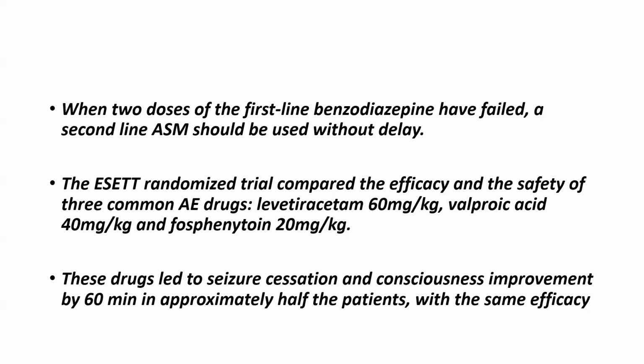In second line anti-seizure medication, we can use three drugs: levetiracetam, valproic acid, and fosphenytoin. Which one is more effective? There was a trial conducted regarding this, the ESET trial. This trial showed all these three medications are equally effective, so there is no first line drug among them. We can use either levetiracetam at 60 mg per kg, valproic acid at 40 mg per kg, or fosphenytoin at 20 mg per kg.